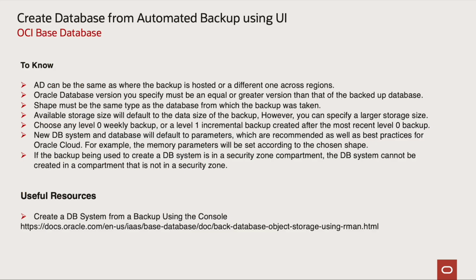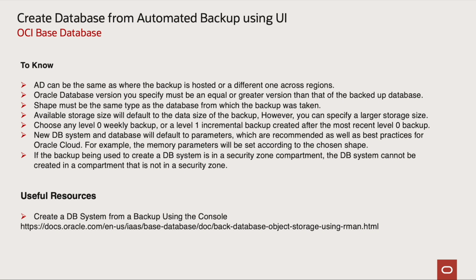When you create a DB system from a backup, the availability domain can be the same as where the backup is hosted or across regions. The database version you specify must be equal or greater than that of the backed up database. The shape must be the same as the database from which the backup was taken.